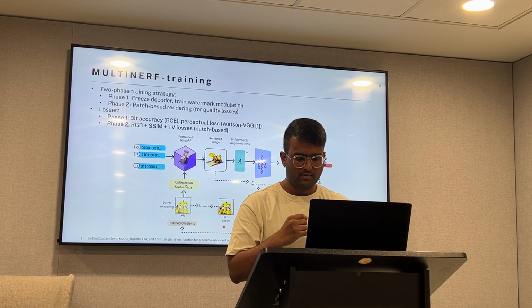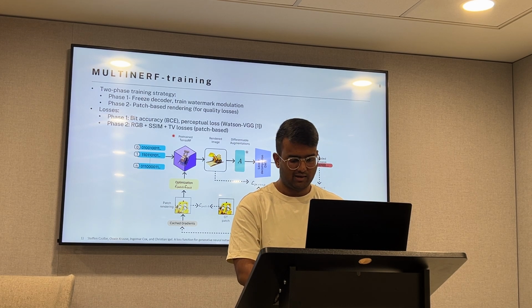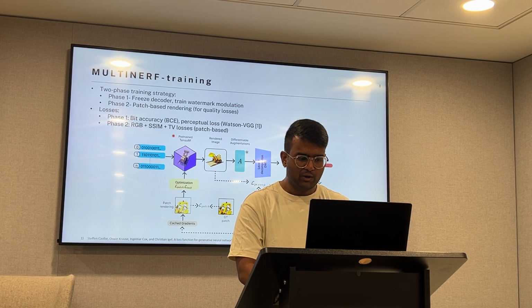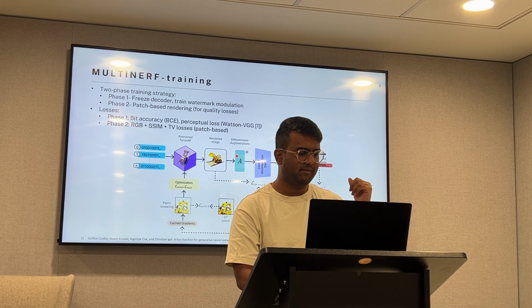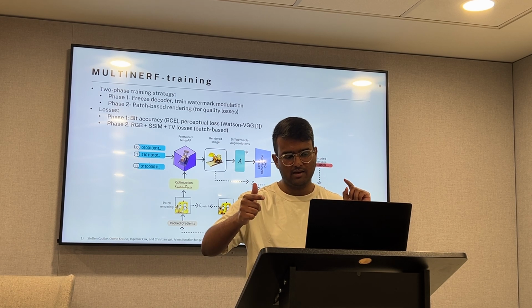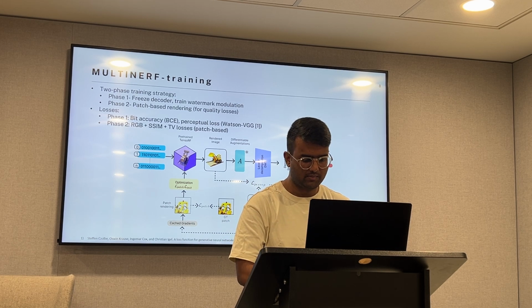And the losses that we use over here are the normal RGB reconstruction loss that is used for NeRFs, the SSIM, and the total variation loss to reduce the high frequency noise and stuff. And also one more thing, while we're using the differentiable augmentations, we also need to unfreeze the decoder so that it learns to adapt to those attacks or the augmentations.